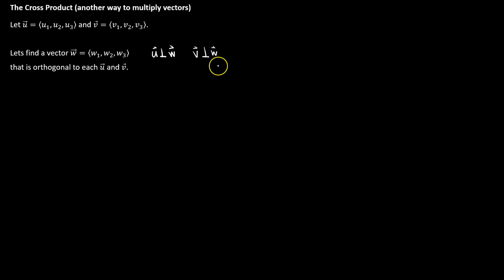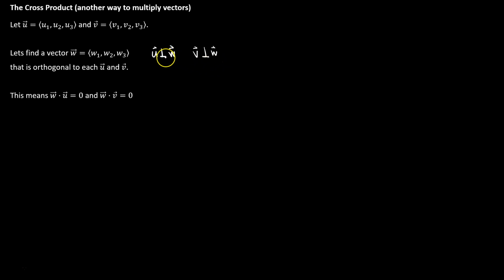One vector is called u, the other vector is called v, and we have them written in very general forms at the top of the screen. We want to create a new vector, w, that's orthogonal to each u and v. So I want u to be orthogonal or perpendicular to w. I also want v to be perpendicular to w. So each one of my vectors needs to be perpendicular to this new vector that we create.